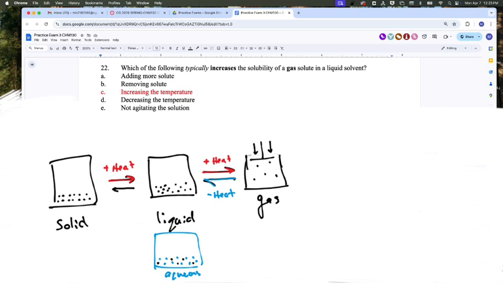Can we answer the D or F? D, decrease the temperature, yes.